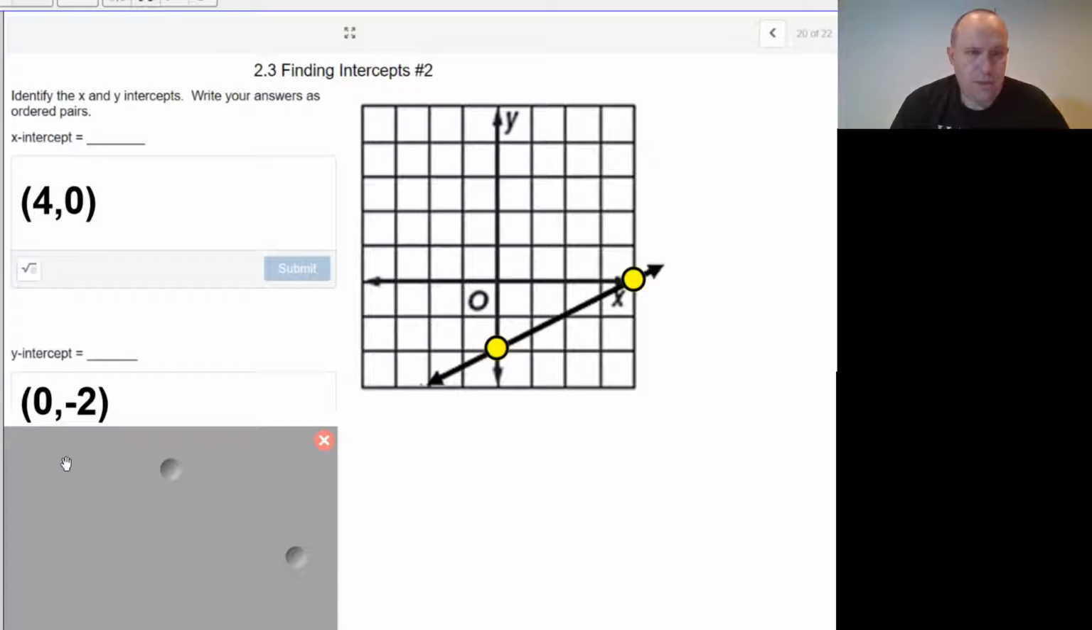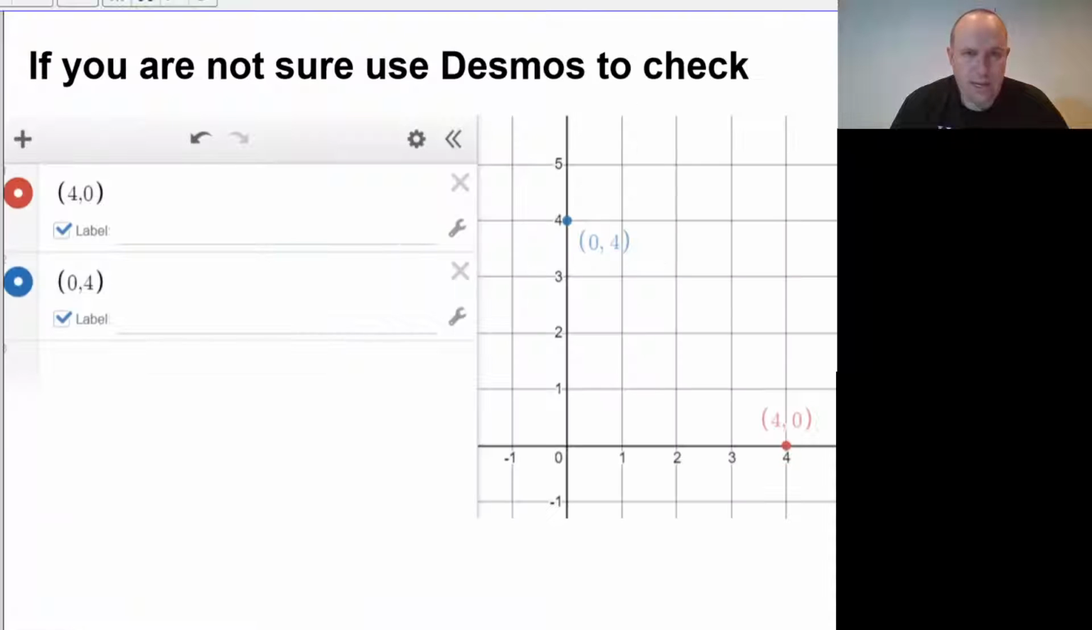If you're unsure as well, you can always type these into Desmos and you can actually have a look just to see. So if you're not sure if that point here is 4, 0 or 0, 4, type them into Desmos, label them, and it will actually draw them for you, and then you can check just to make sure that you do pick the correct answer for that.